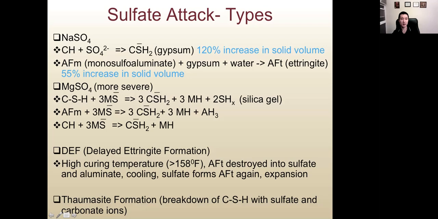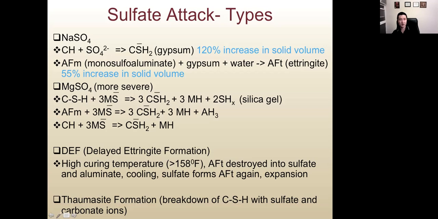The second equation is classic sulfate attack. AFm is the monosulfate aluminate, one of the potential hydration products of C3A, right? Combining with gypsum, which could come in from outside, from groundwater or the soil, and combining with water, it will form ettringite. The total solid volume will increase by 55%, so that may also cause concrete to crack.